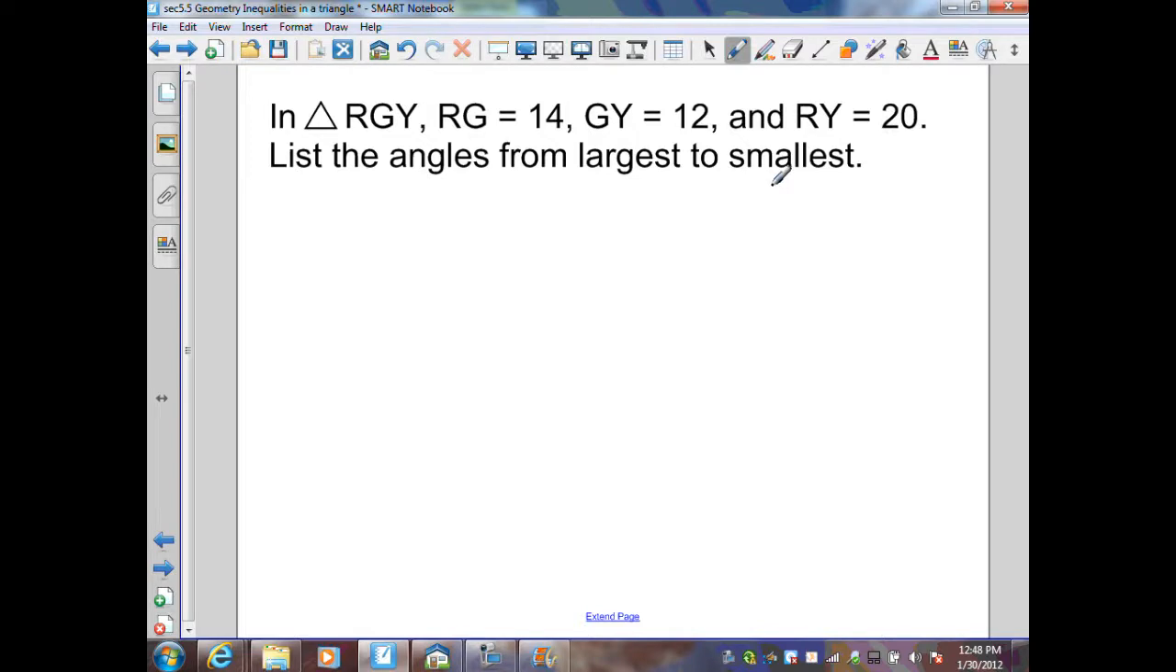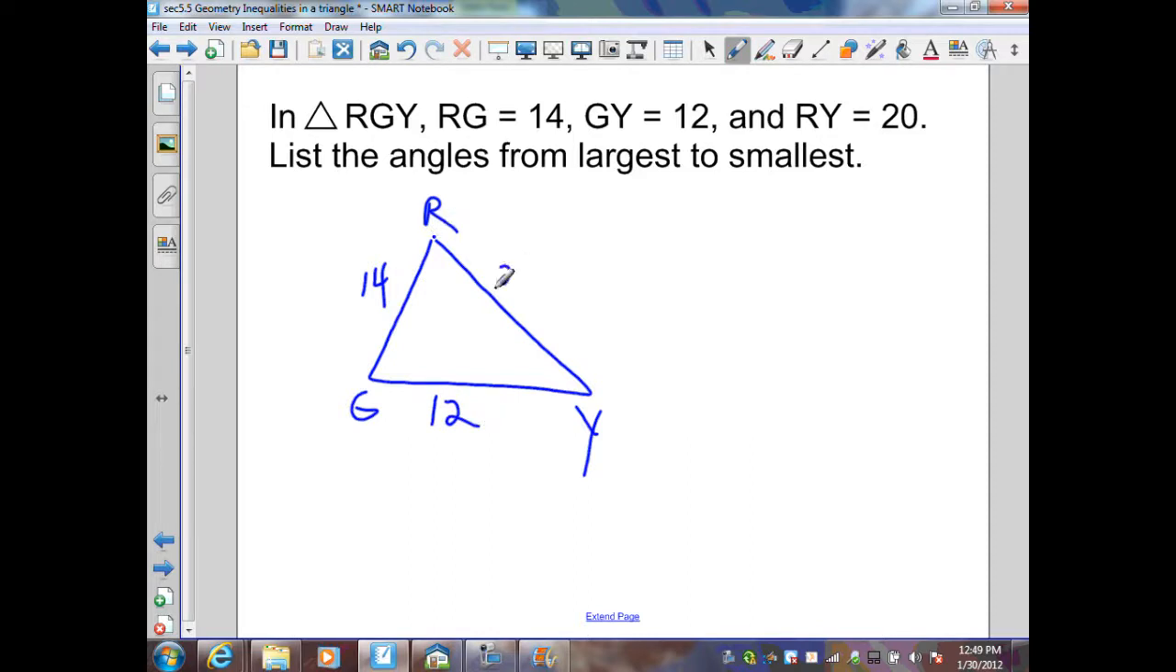The easiest thing to do is to draw a triangle. I'm not worried about the proportion. I'm going to use the side measures and the angle inequality theorem to determine the largest and smallest angle. Here are R, G, Y. RG is 14, GY is 12, and RY is 20. And I want to order from largest to smallest angle. I know the largest angle is opposite the longest side. The longest side is RY, therefore the biggest angle must be angle G.